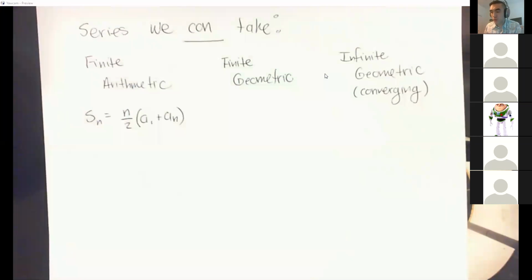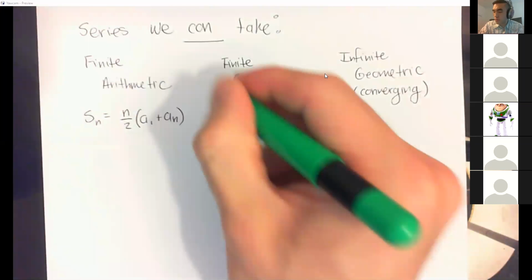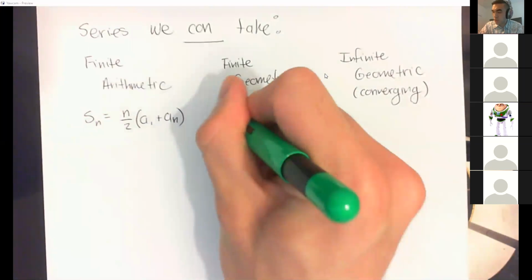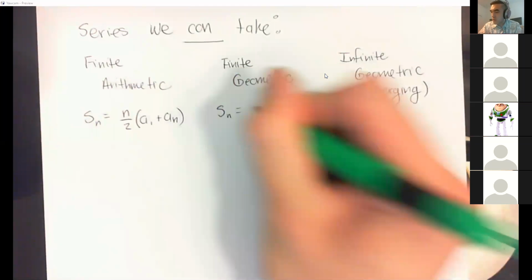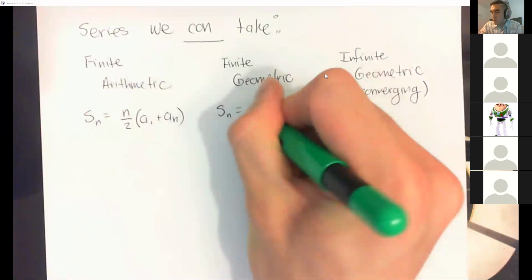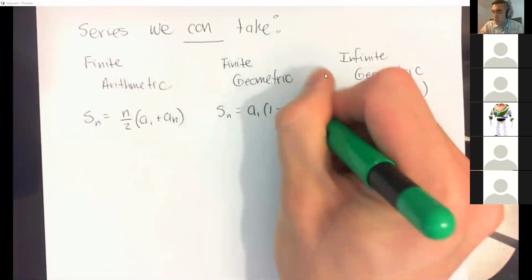Very nifty trick if you ever have to add up a lot of numbers. We have a finite geometric series, which is derived by even cleverer means. Some stuff figured out for us by the ancient Greeks. A sub 1 times 1 minus r to the n, then divided by 1 minus r.